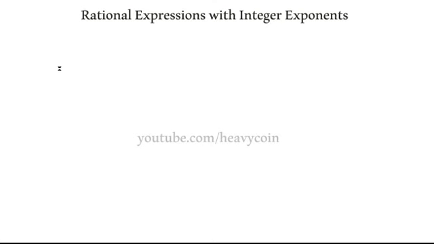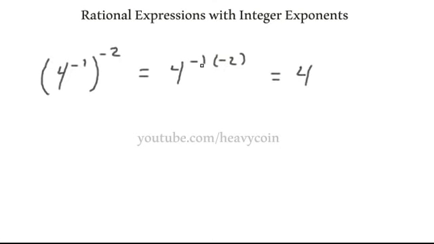Okay, if I have 4 to the negative 1, and it's all raised to the negative 2, what we do here is we're going to multiply our exponents. So this becomes 4 to the negative 1 times negative 2, and of course this can be rewritten. Negative 1 times negative 2 is just 2, and this becomes 16.